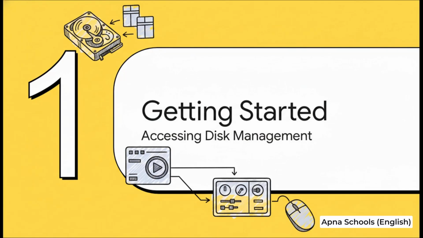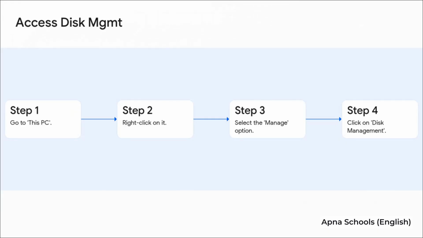Let's do this. First things first, we need to open up the main control panel for all our drives. Okay, it's super simple. Just 4 little steps. First, find This PC on your computer. You know the icon. Now right-click on it. In that little menu that pops up, find and select Manage. That's going to open a new window, and over on the left, you'll see a list. Just click on Disk Management.